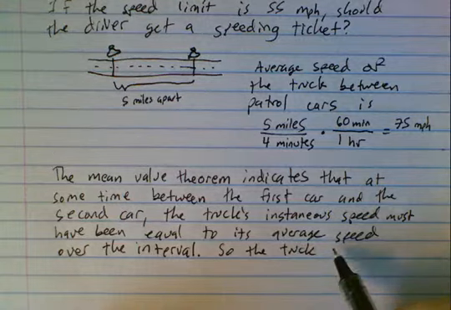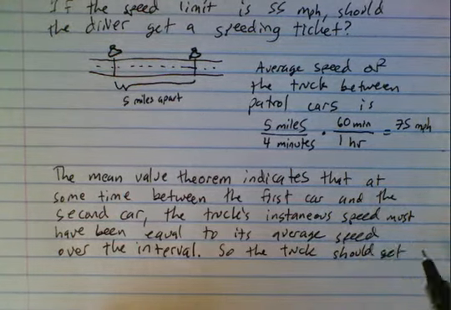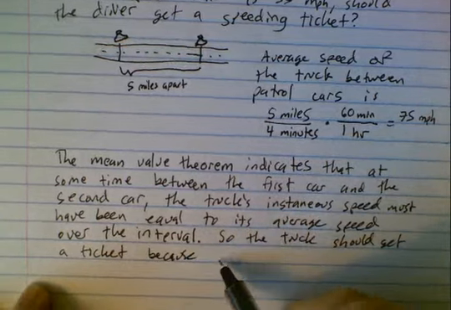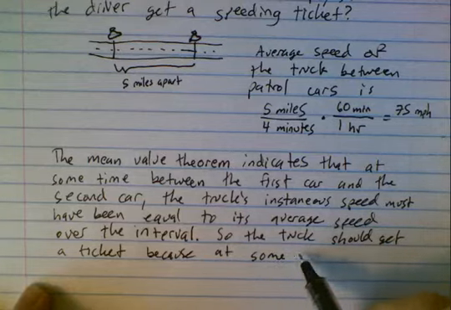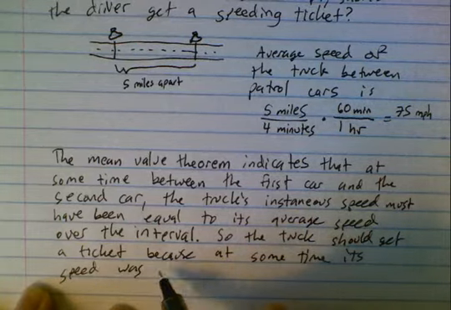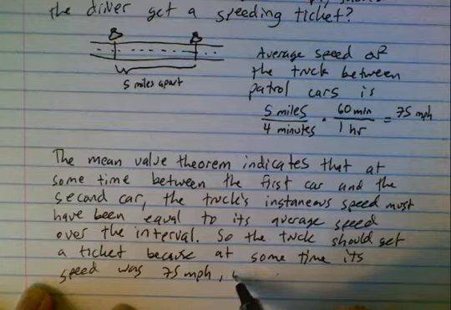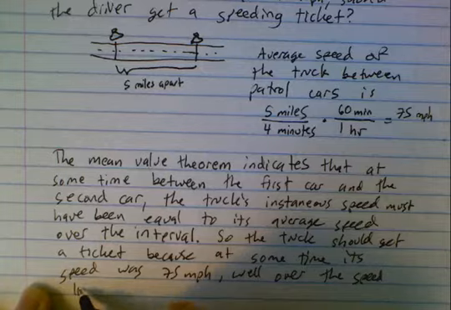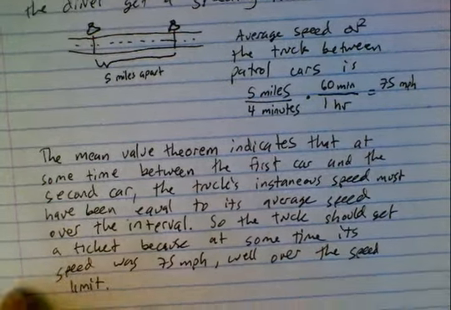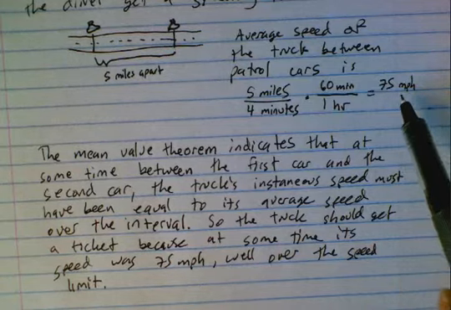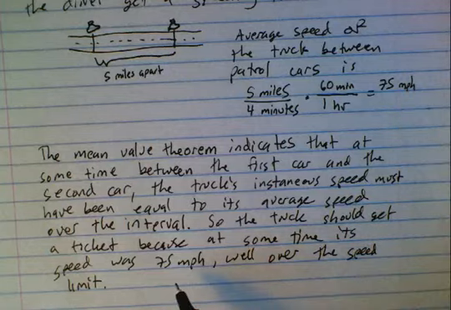So the truck should get a ticket because at some time its speed was 75 miles per hour, which is well over the speed limit. And in fact, because this is an average speed, that means that at sometimes it was probably going slower and sometimes it was probably going faster. So it really should get a ticket because it's probably going even faster than 75 miles per hour at some point.